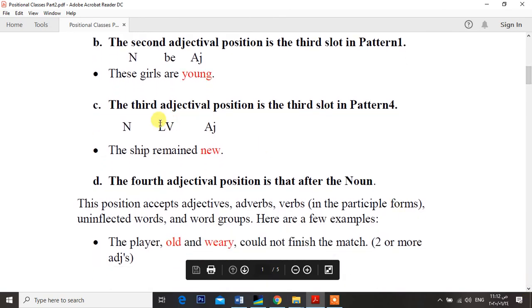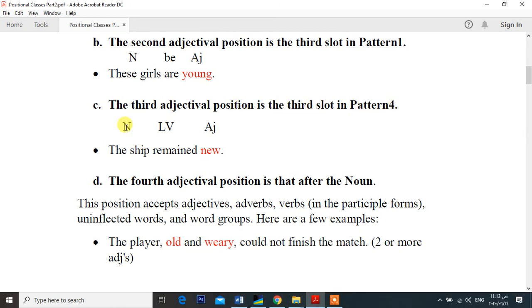The third adjectival position is the third slot in Part4. Part4 consists of N, LV, and AJ: noun, linking verb, and an adjective. The ship remained new. New is an adjective by form and adjectival by position.